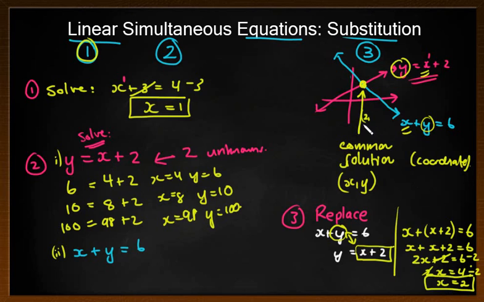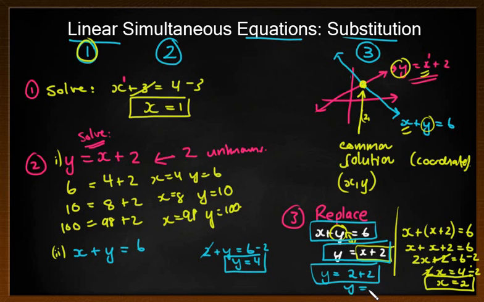Now, the beautiful thing about simultaneous equations is that it doesn't actually matter which of these two equations, the x plus y equals 6 or the y equals x plus 2, that I substitute into, because it is a solution for both. Which means if I put it into the top one, look what happens. We've got 2 plus y equals 6. I'm going to subtract the 2 across. I get y equals 4. If I put it into the bottom equation, y equals 2 plus 2, y equals 4.